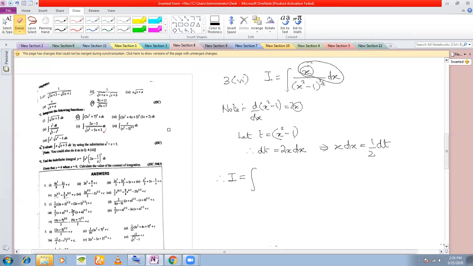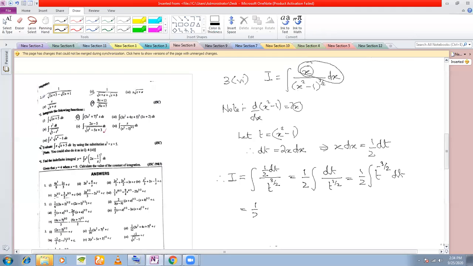In the numerator, you get half dt. And in the denominator, x square minus 1 is t. So you get t to the power of 3 by 2. So half you can take out. You get half integral dt by t to the power of 3 by 2. So this is half integral t to the power of minus 3 by 2 dt.